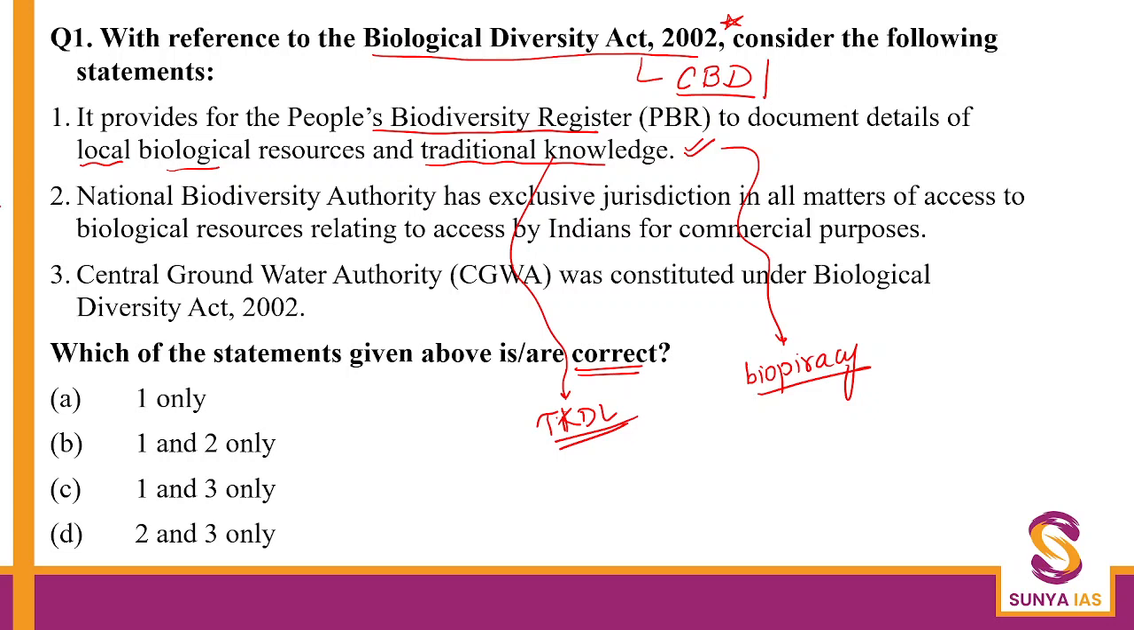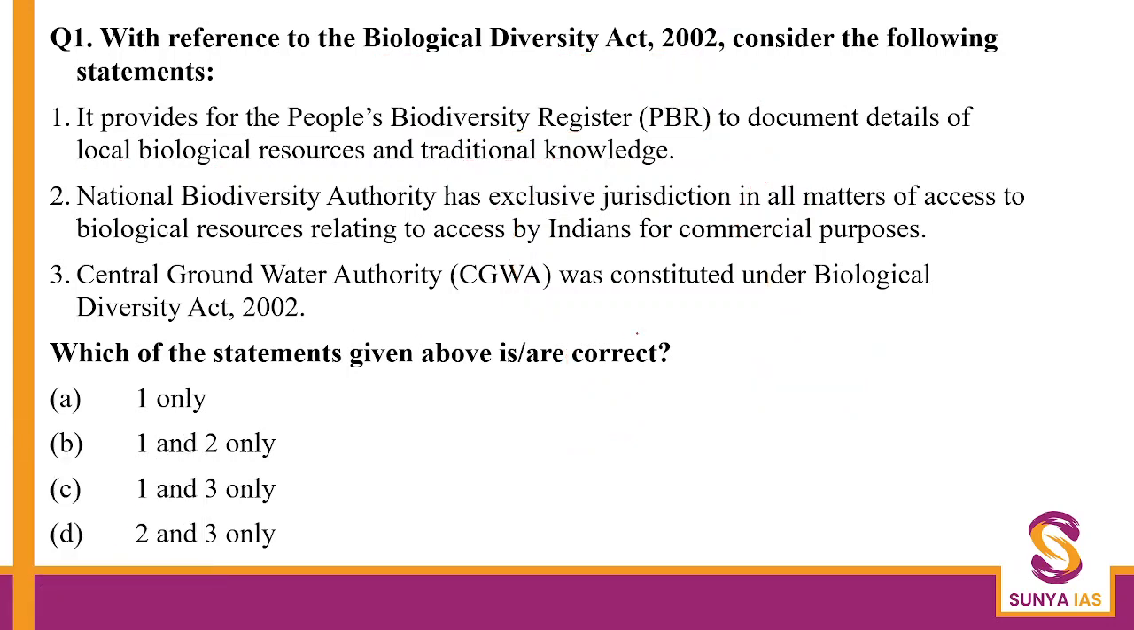Second, the National Biodiversity Authority has the exclusive jurisdiction in all matters related to access by Indians for commercial purposes. When we spoke about this act, I told you that it creates a three-tier mechanism. You have the National Biodiversity Authority at the national level, the State Biodiversity Authority, and at the local level, the different committees. The National Biodiversity Authority does not have exclusive jurisdiction in all matters. In some cases, the state bodies and other bodies also have specific jurisdiction. So the second statement is not correct.